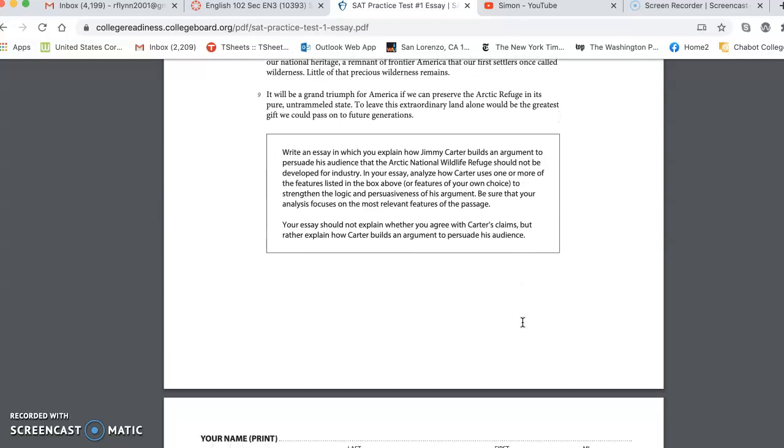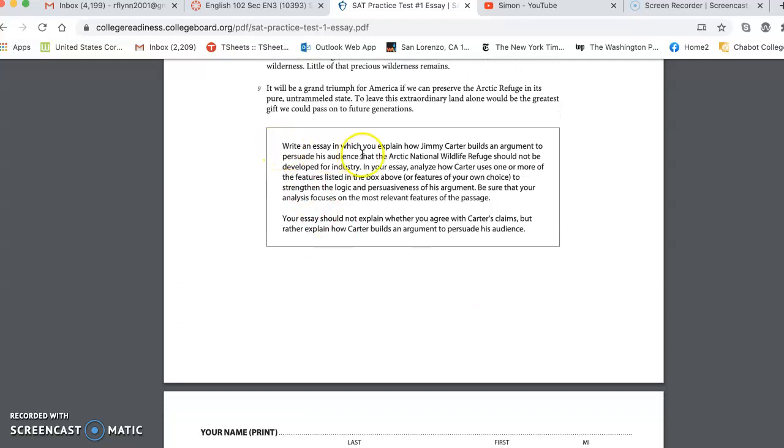And then when you write the essay, the prompt is at the bottom end. Write an essay in which you explain how Jimmy Carter builds an argument to persuade his audience. And here, they give you a warning. Your essay should not explain whether or not you agreed with his claims, but rather explain how he builds his argument to persuade his audience.